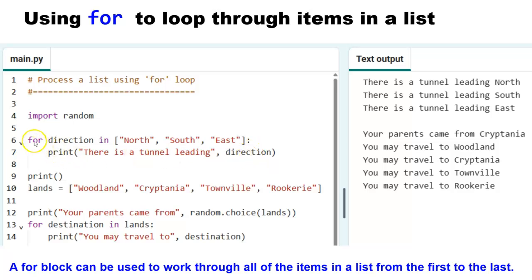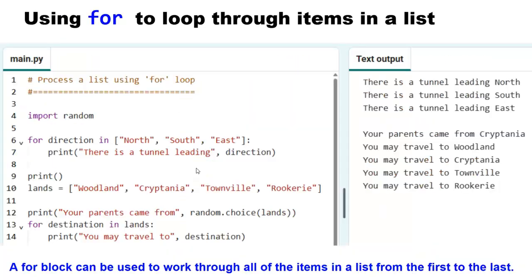Now, because this is a for loop with a colon here, the indented section will be repeated several times. So the print there is a tunnel leading gets carried out for each of the items in the list. It does it for north, then it does it for south, then it does it for east. And you can see in the output, there's a tunnel leading north, there's a tunnel leading south, there's a tunnel leading east, one after the other, in the order that they were put in this list here.